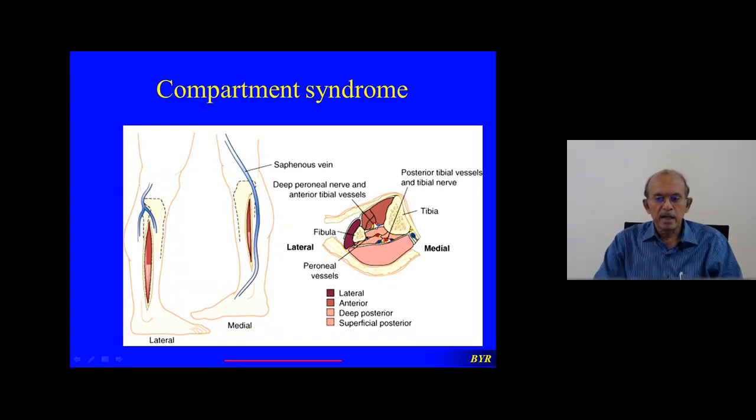So each compartment has neurovascular structures passing through it. And each compartment, if you see, is bounded by bone on either side, the interosseous membrane posteriorly, and the deep fascia of the leg anteriorly. So it is a very tight compartment. And this is also a tight compartment, and this is also a tight compartment. So if edema of the muscles occurs due to any reason in these compartments, they cannot swell. They are tightly put into this compartment.